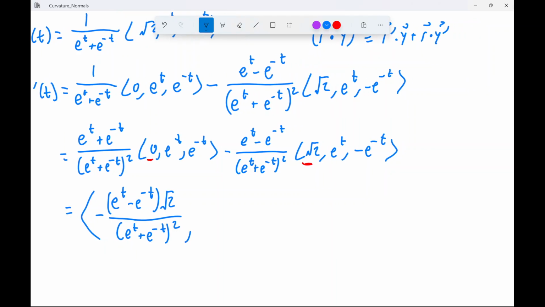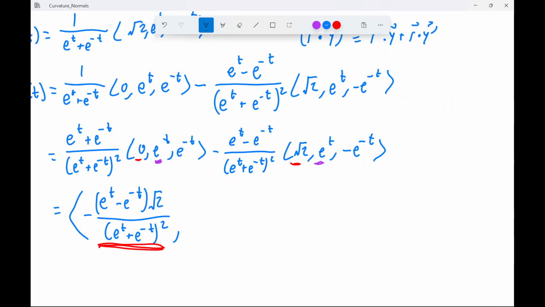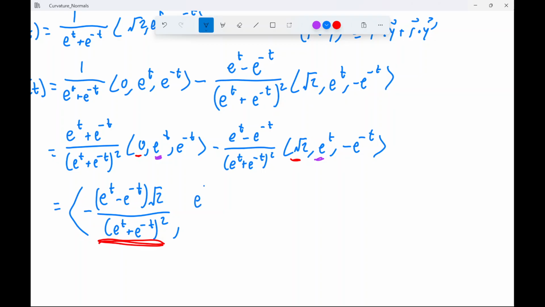Okay, now I'm going to do the second two terms. So this one, e to the t times this is e to the 2t plus 1, and then e to the t times this, keeping into account the minus sign, that'll be negative e to the 2t plus 1, all over e to the t plus e to the negative t squared.